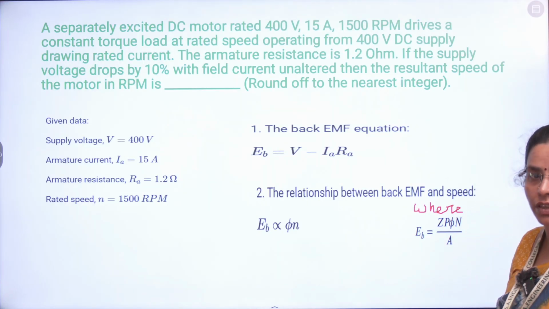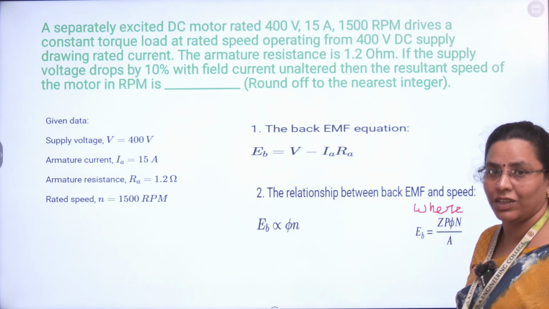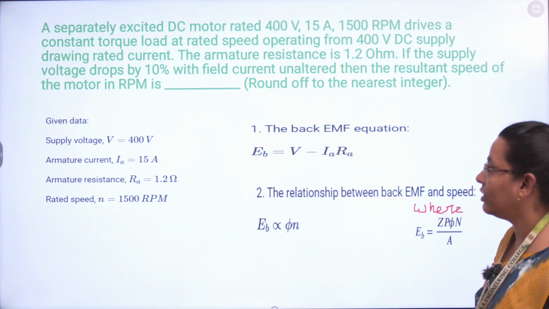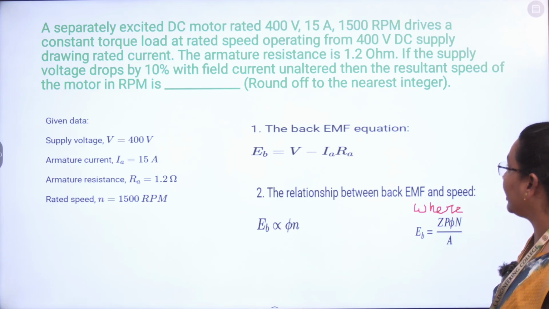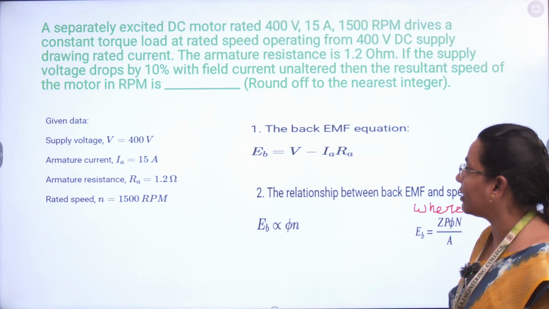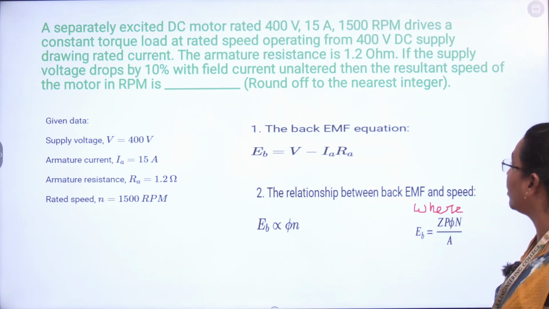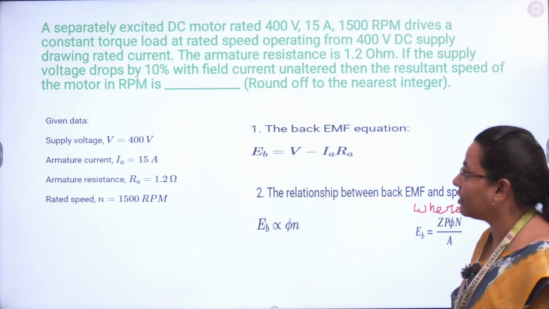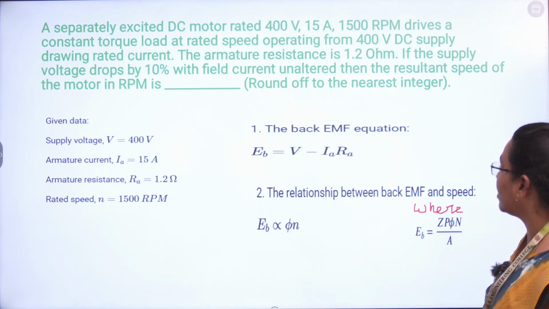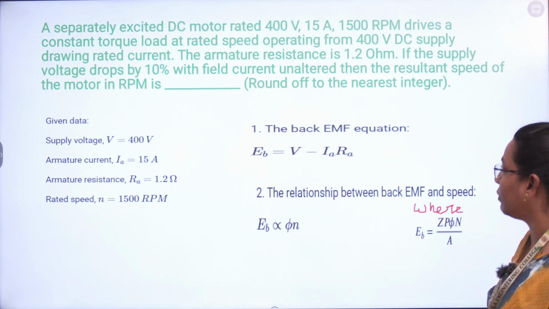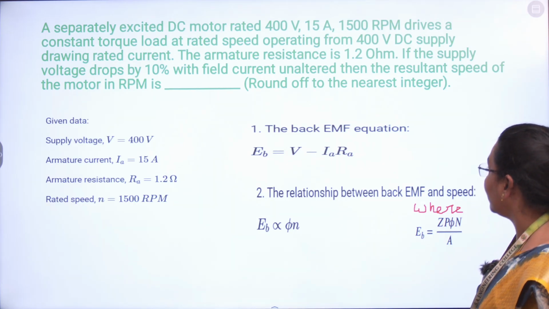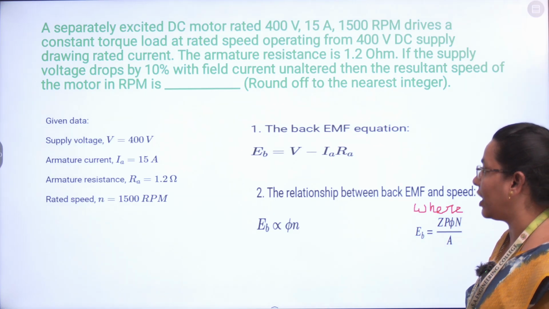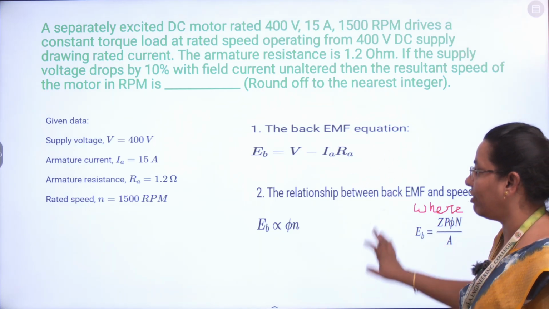Next we are going to see the problem regarding the types of DC machine. First problem: a separately excited DC motor rated 400 volt, 15 amps, 1500 RPM drives a constant torque load at rated speed, operating from a 400 volt DC supply, drawing rated current. The armature resistance is 1.2 ohm. If the supply voltage drops by 10% with field current unaltered, then the resultant speed of the motor in RPM is, we have to round off the value.